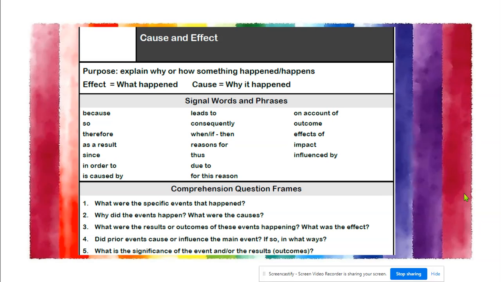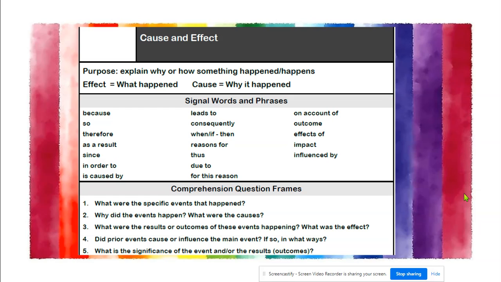But when you think about why the author structurally chose to talk about cause and effect, what is the author saying about the effect due to the cause? Some questions you can ask yourself are: what were the specific events that happened? Why did the events happen? What were the causes? What were the results or outcomes of these events happening? What was the effect? Did prior events cause or influence the main effect? And if so, in what ways? What is the significance of the event and or results or the outcomes?